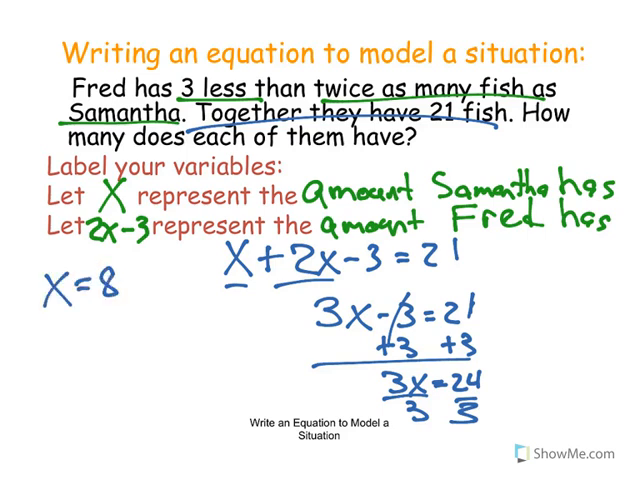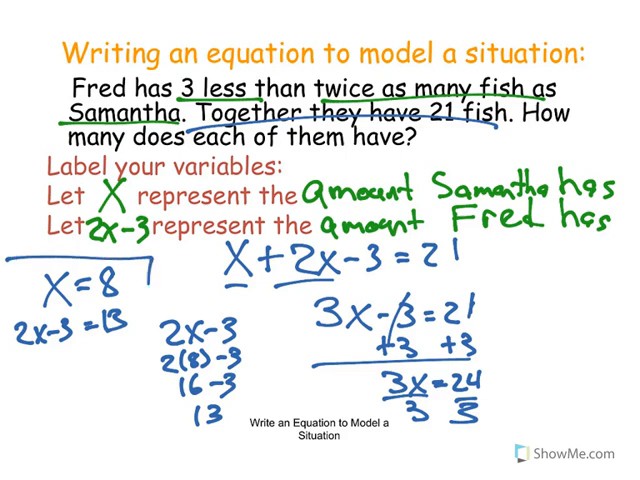And we're going to say, well, what's 2x minus 3? Well, now we actually have to do the substitution. Okay, so we're going to say 2x minus 3 equals 13. So what is our answer? Samantha has 8 fish, Fred has 13 fish, and altogether they add up to 21 fish.